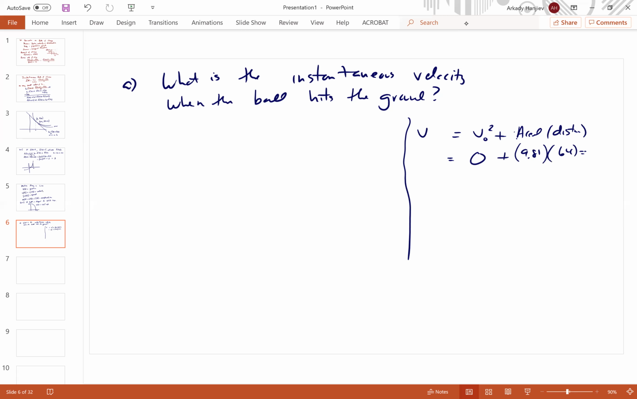Then I'm going to go back to this little one right here. Can you give me the answer for it? So 9.81 times 64. It's 627, and you take the square root of that because it's velocity final squared, and it's 25.1.